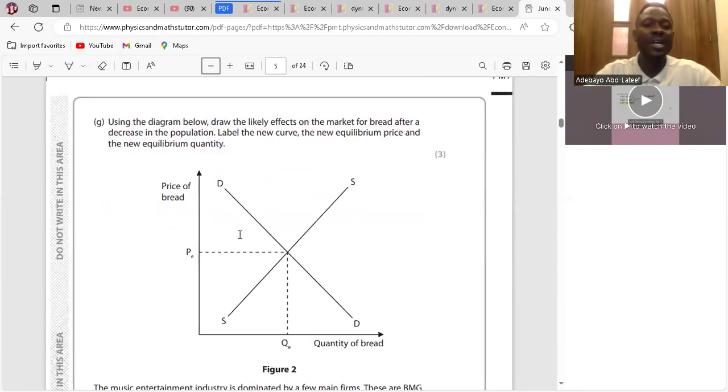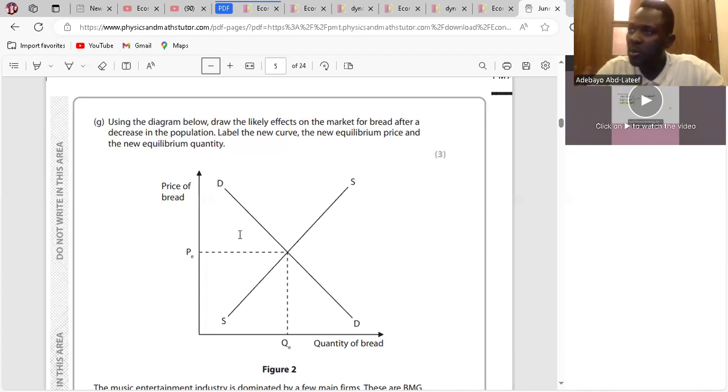Question G. Using the diagram below, draw the likely effect on the market for bread after a decrease in the population. Label the new curve and the new equilibrium price and the new equilibrium quantity. Note, equilibrium price is the price of agreement between demand and supply. Equilibrium quantity is the quantity of agreement between quantity demanded and quantity supplied. Get that point clear, right?